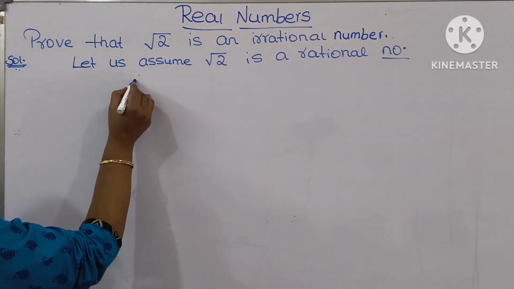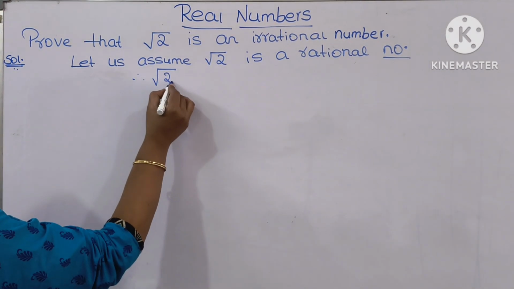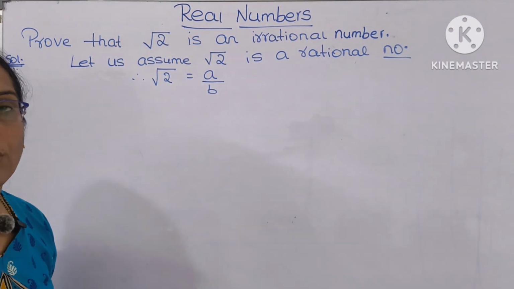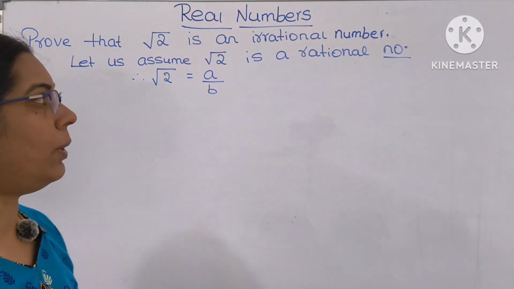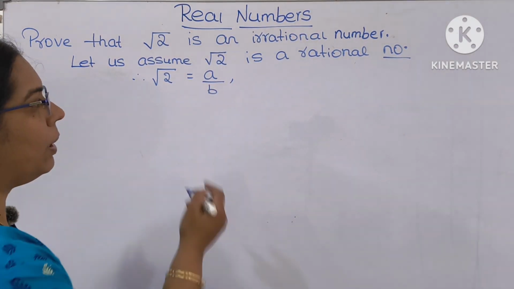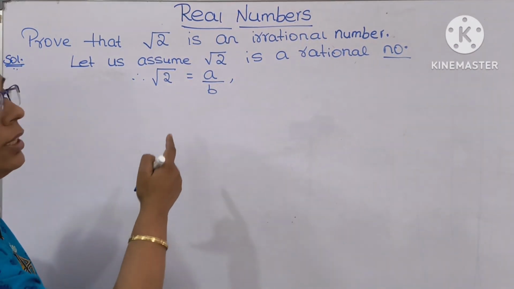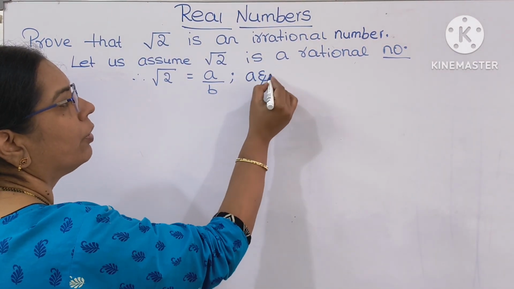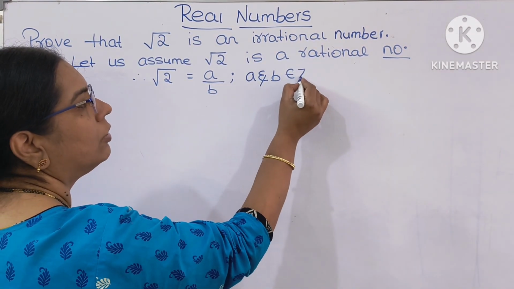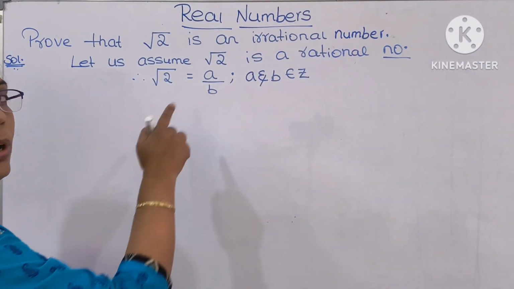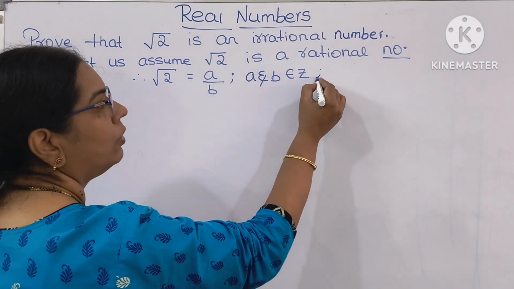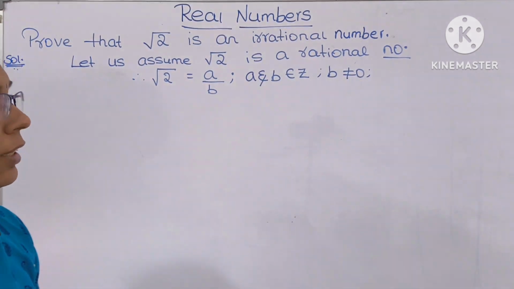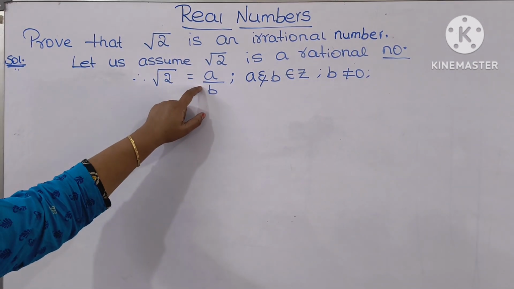When we say root 2 is a rational number, which means root 2 is equal to a by b form, and you know a rational number is always represented in the form of a by b. Now write conditions for a by b. What are the conditions for a rational number? A and b should belong to integers, and then the denominator b should not be equal to 0, and the all important condition, a and b should be co-prime.